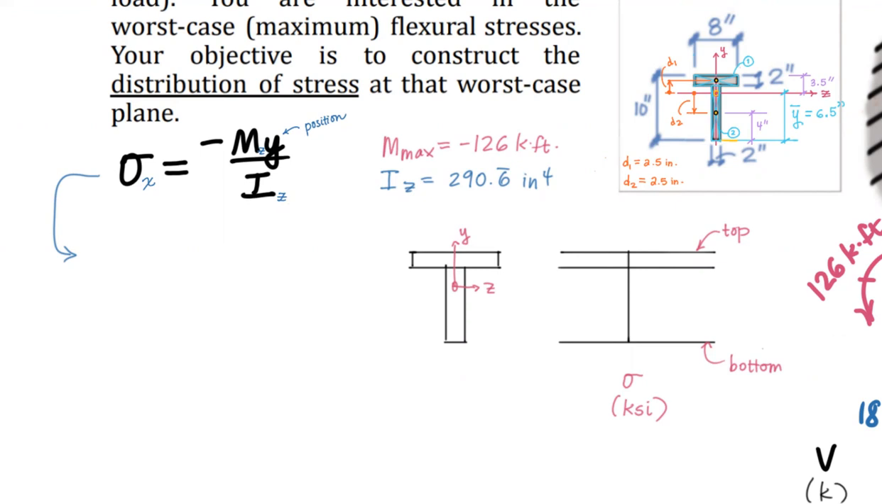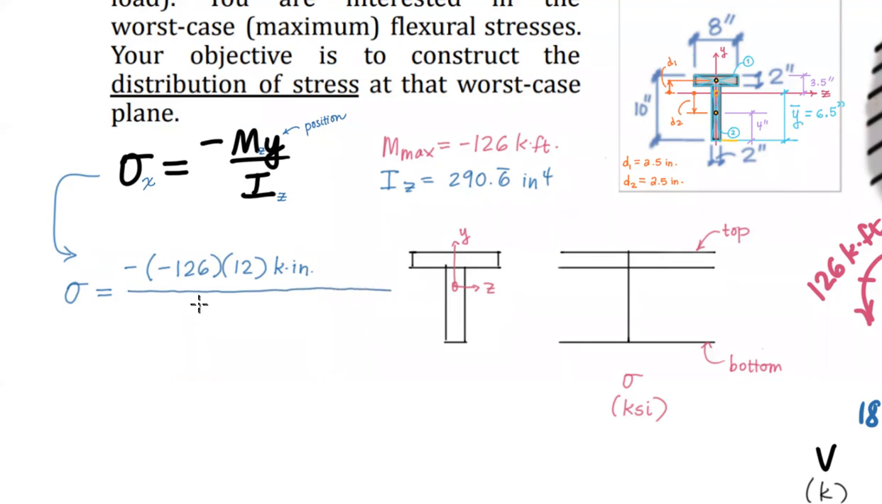All right, here's how I'm going to approach this. My flexural stress sigma is equal to minus my moment max, plug in that, minus 126, and I'm going to multiply that by 12 to go from kips times feet over to kips times inches. I'm doing that because I'm thinking ahead about what units my stresses are going to be in. So let's do a preemptive conversion from kips times feet to kips times inches.